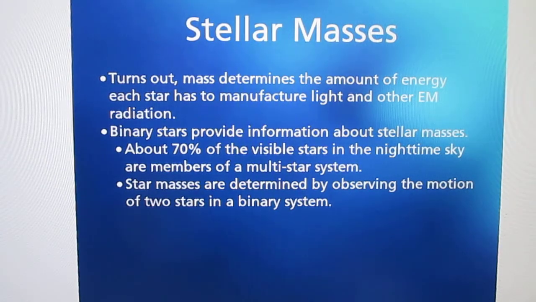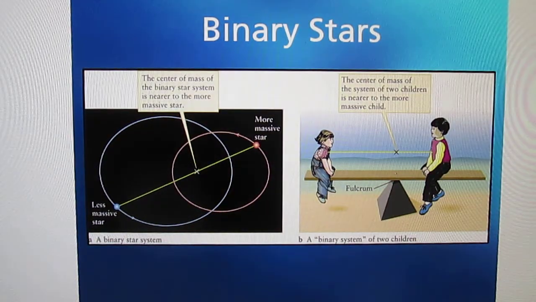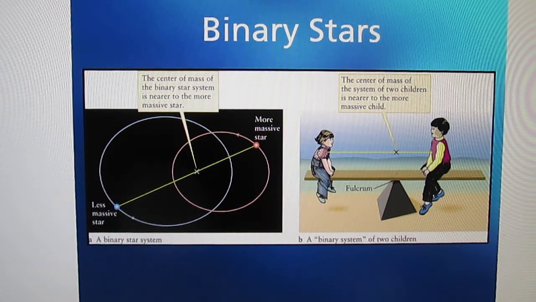The final step to understanding how stars work is their mass. How much matter do stars have? Like mentioned in the previous slide, star masses are determined by observing the motion of two stars in a binary system.